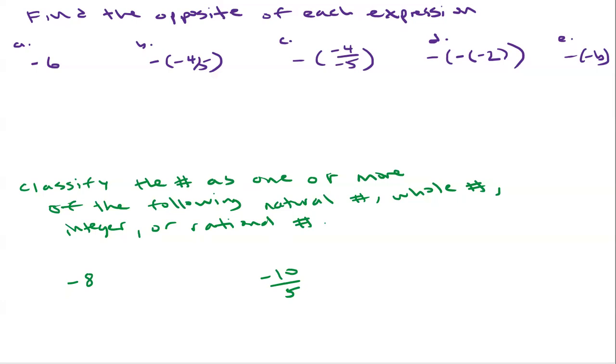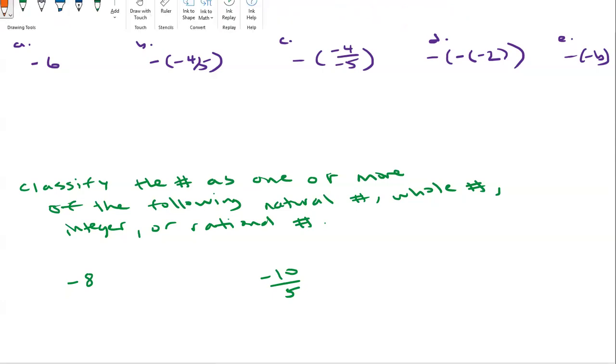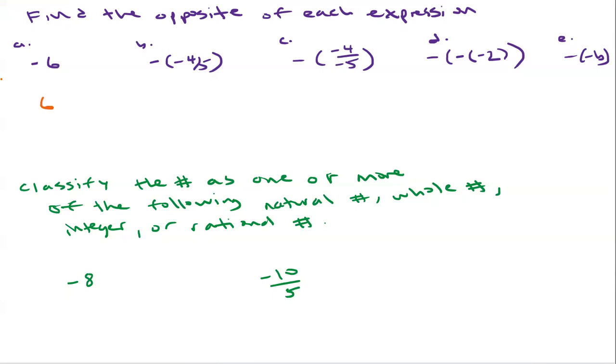Okay, so this next one we want to find the opposite of each expression. So what's A going to be? Minus -6. What's the opposite of that going to be? Good, right? It's just 6. Good. How about this one? We got -4/5. What's the opposite going to be?